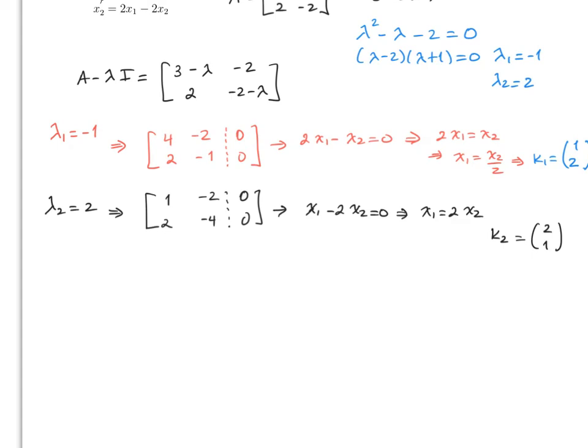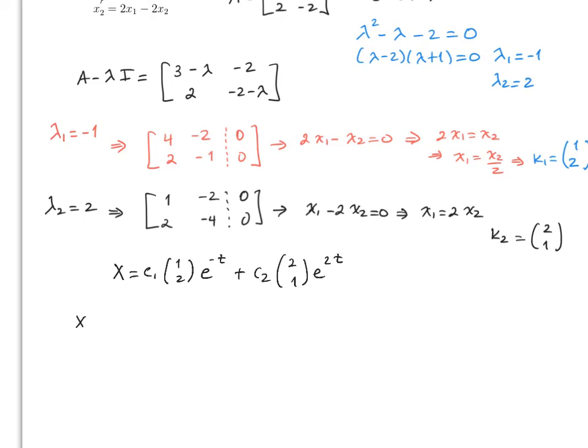So therefore, the solution x will be equal to c1, the first eigenvector, e to the minus t, plus c2, the second eigenvector, e to the 2t. Now, if you have initial conditions, you just have to do a bit more basic algebra, and it can be a little tedious, but all you have to do is plug in the values.